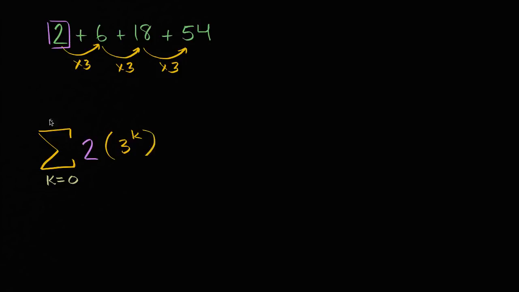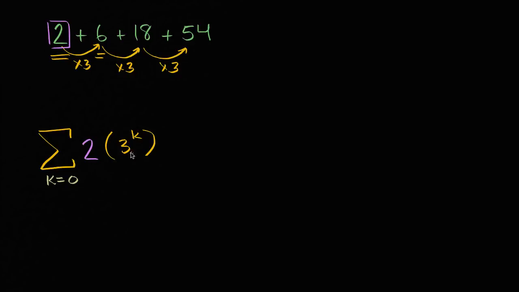So before I even write how many terms we have here or how high we go with our k, let's see if this makes sense. When k is equal to 0, there's going to be 2 times 3 to the 0th power. So that's 2 times 1. So that's this first term right there. When k is equal to 1, it'll be 2 times 3 to the first power. Well, that's going to be 6.